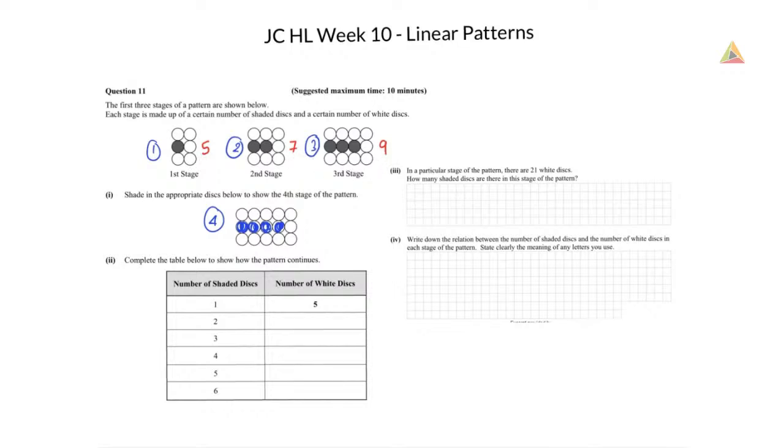So if we add 2 again, it's going to go from 9 to 11. So there should be 11 white discs in the fourth pattern. Let's have a look. 1, 2, 3, 4, 5, 6, 7, 8, 9, 10, 11. So it's going up in 2s.